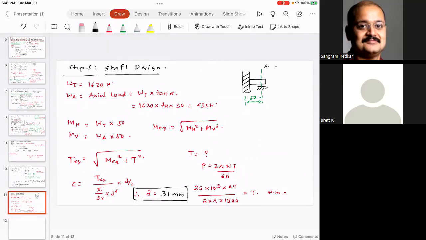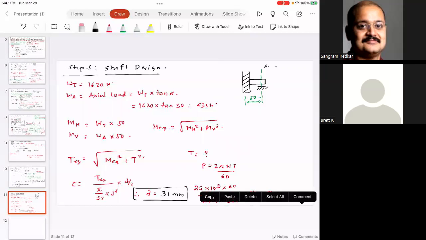So this is how you design the helical gear from start to end. Also, in the textbook, there are some good problems given on helical gear design. I would encourage you to take a look at these problems. In the next class, I'm going to talk about the bevel gear, and then I will work out a problem for the bevel gear.